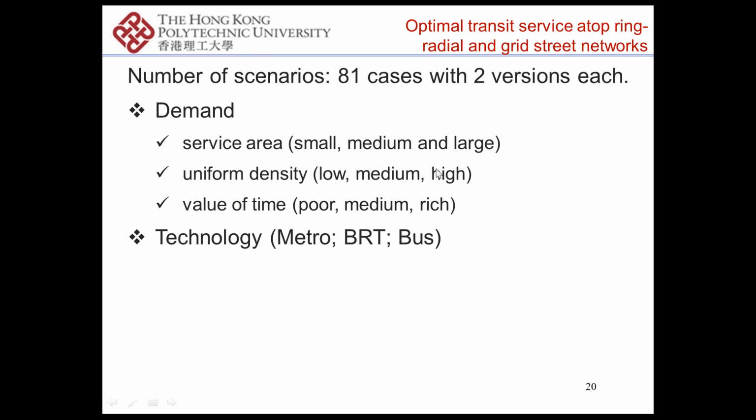So low demand density, medium demand density, and high demand density are three different values of time, indicating the wealth level of the city: poor, medium, and rich. And also include three different technologies. There are numerous technology-related parameters, but we here just group them into three representative modes: the metro or the subway, the bus rapid transit, and the regular bus. So the metro is the fastest and involves the highest agency cost. Bus is the slowest, but it's the cheapest, and the BRT is in between.